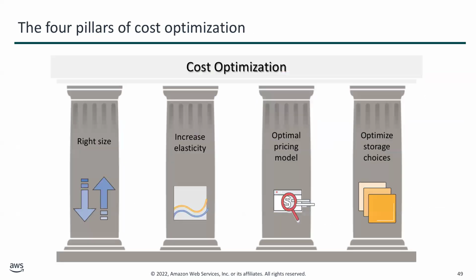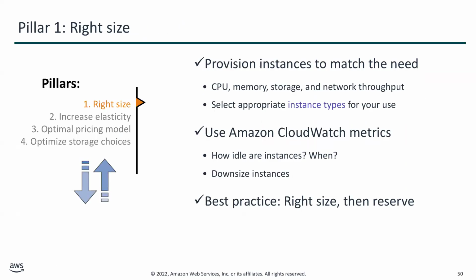There are 4 pillars, as AWS says, for cost optimization, which is right size. You choose the right size. You consider to increase elasticity, right? You will look for optimal pricing model, and you will try and optimize storage choices as well. So let's look at each of them, right?